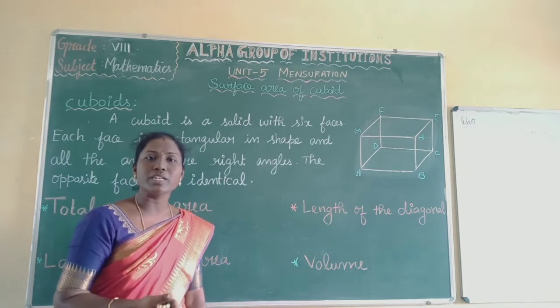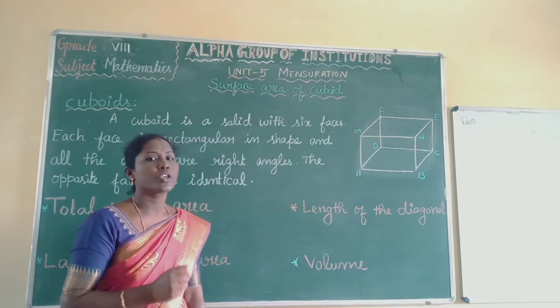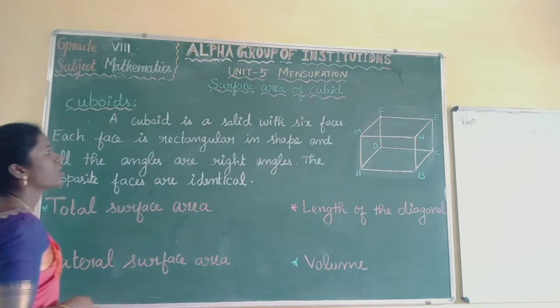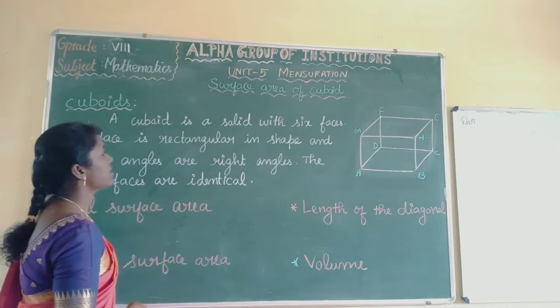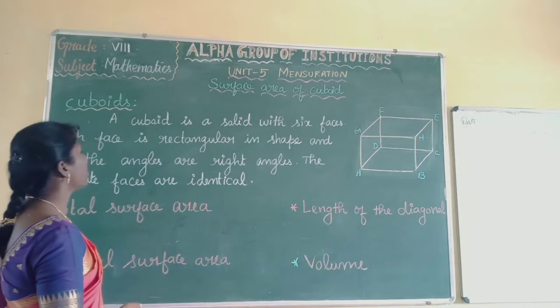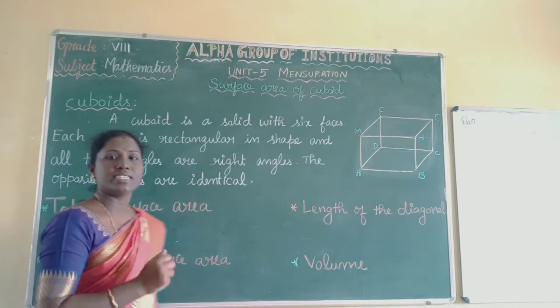Before going to the area concept, first we will know what a cuboid is. See the definition here. A cuboid is a solid with 6 faces. Each face is rectangular in shape and all the angles are right angles. The opposite faces are identical.